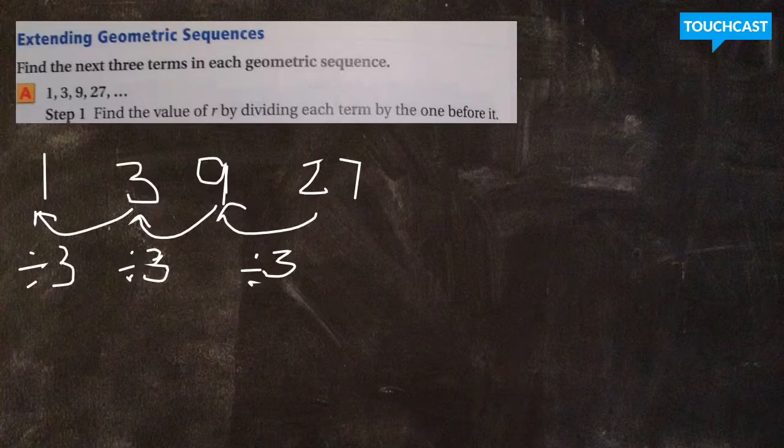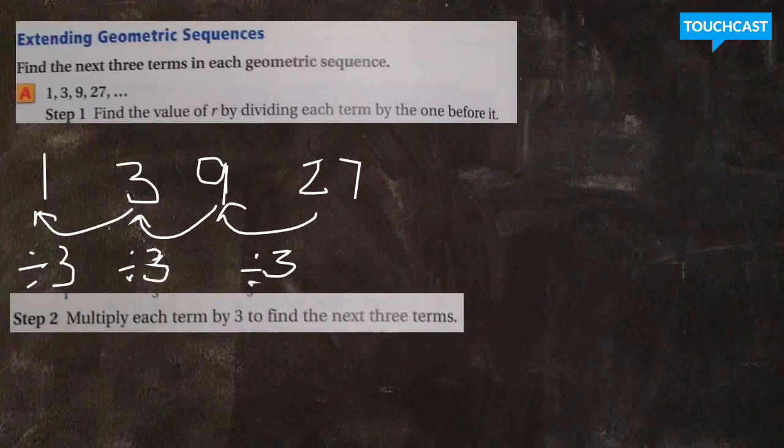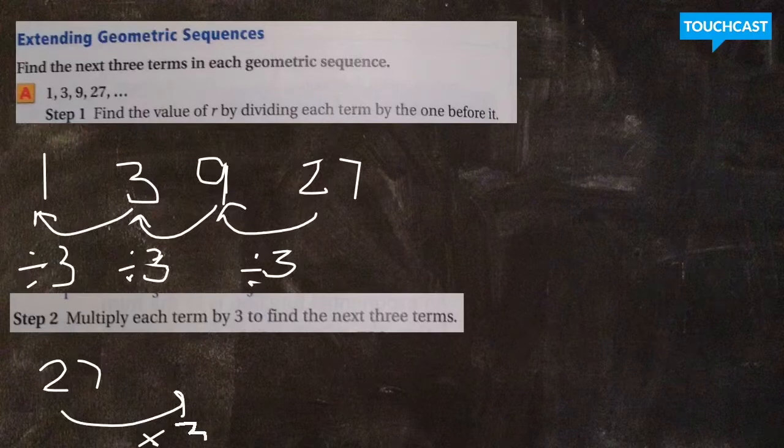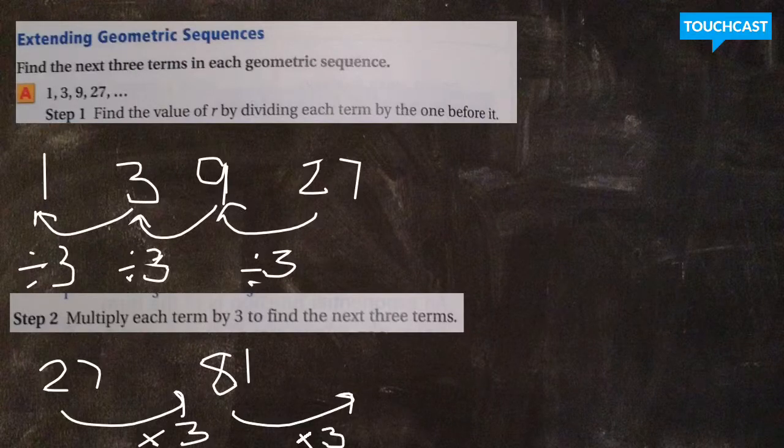So, let's move on to step 2. Since moving backwards we divided by 3, in order to move forward we're going to multiply by 3 to find our next three terms. So we're going to start with 27 and multiply it by 3. Well, 27 times 3 is 81. Now to find the next term we have to multiply by 3 again. 81 times 3 is 243.